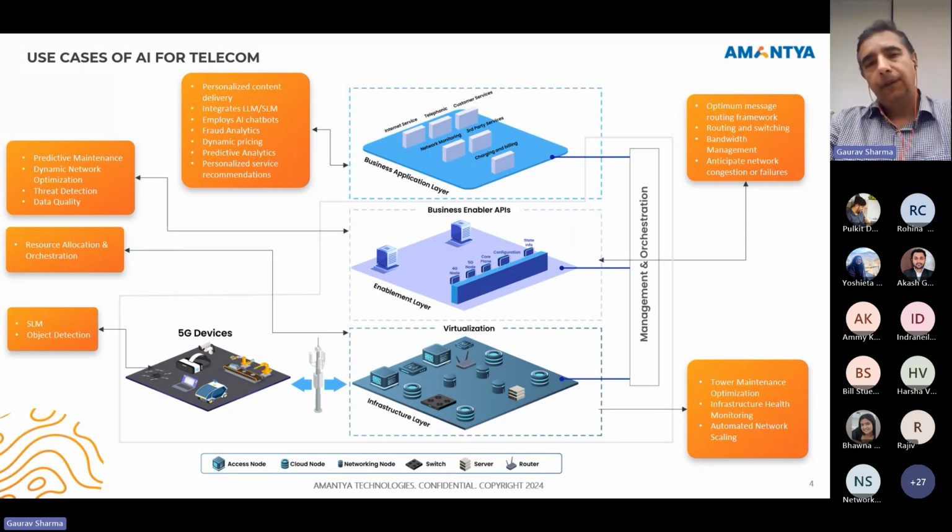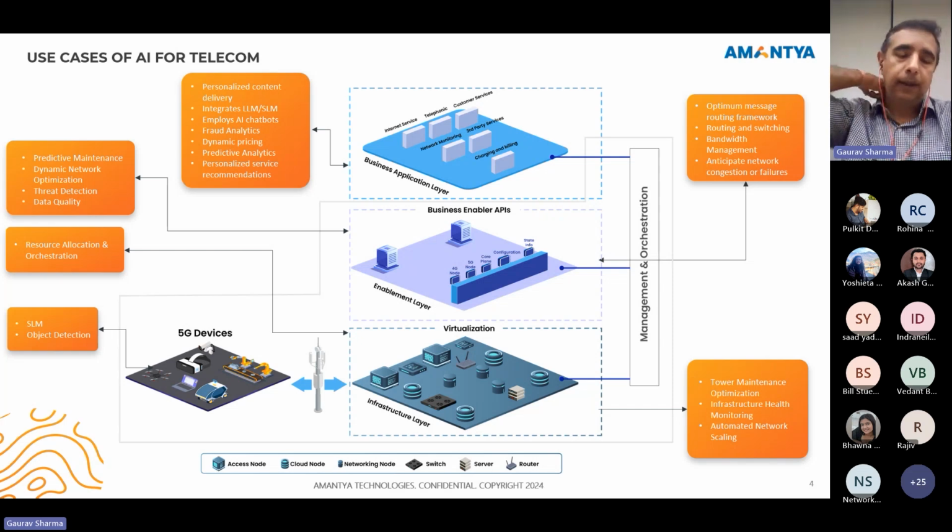And of course, apart from these three layers, there is also a small piece for the 5G devices as well. Now, what we've tried to do is, for each layer, come up with AI-based use cases and how AI can actually help at each of these layers. So let's start with the infrastructure layer.